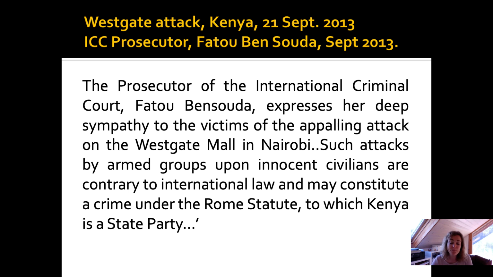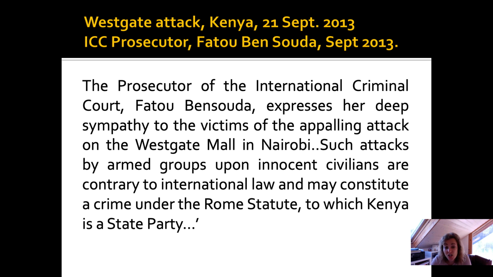And so, to illustrate the confusion, perhaps one could look at this statement by the prosecutor of the ICC, Fatou Bensouda, who at that time expressed her deep sympathy to the victims of the appalling attack on the Westgate Mall in Nairobi.